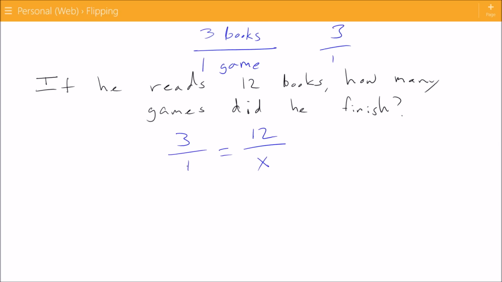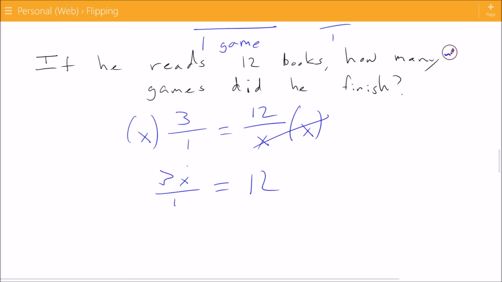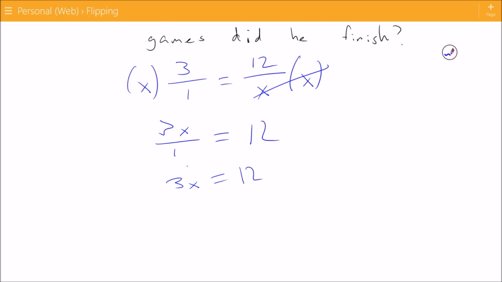Solve for x. What should I do for my first step? I can clear out the denominator on the right by multiplying. I'm dividing here. The opposite of division is multiplication. Cancels on the right. I'm left with 3x over 1 equals 12. We can simplify some on the left. 3x divided by 1 is the same thing as 3x. Anything divided by 1 is itself. 3x equals 12.